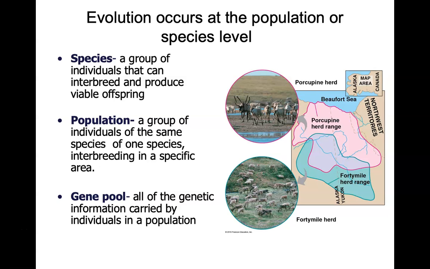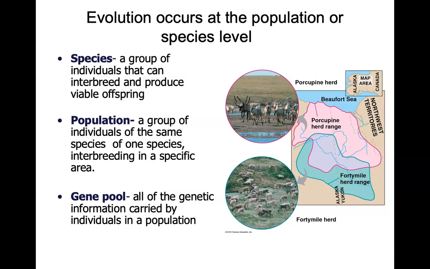So keep in mind that when we're talking about evolution, we're not talking about an individual choosing a particular trait or evolution acting on and causing a change in a specific individual. Evolution as a process occurs at the population or the species level. So evolution is working on a group of organisms. At the highest level that we're going to talk about, we have species. And a species is a group of similar individuals that interbreed and produce viable offspring.